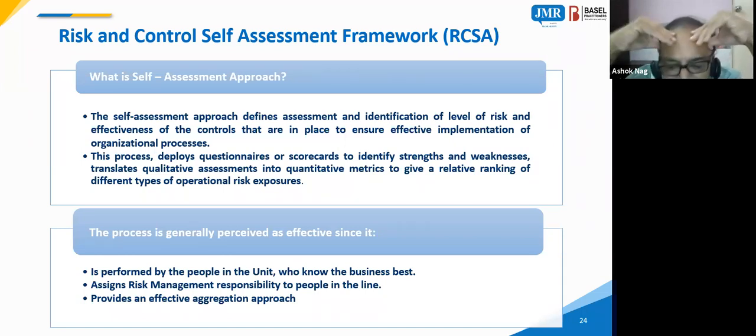Just outside the branch, the ATM counter is there, sometimes within the branch. Now these ATMs, if they are connected to the branch or under the control of a branch, the branch manager is the controlling authority of that particular hardware or ATM and the processes involved there. Now, what is the control? What is the risk there?